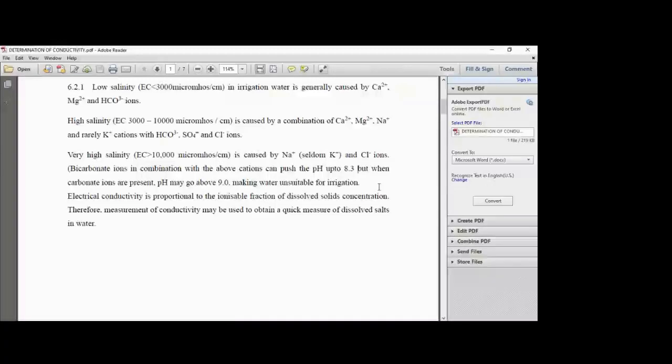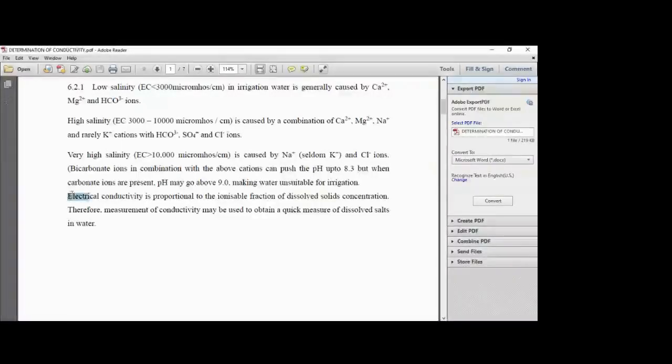But if the pH is 8.3 or more than 9, what is that water? It happens to be a basic water, and basic water will definitely create some adverse impact on the irrigation purpose, or even if we drink that type of basic water, that will hamper our growth as well, or it may lead to different diseases.